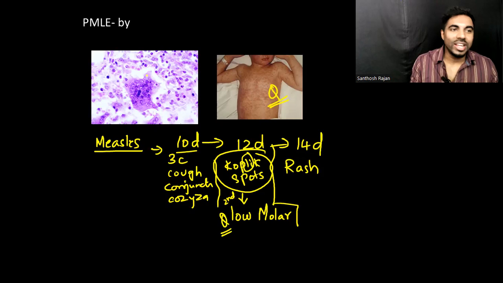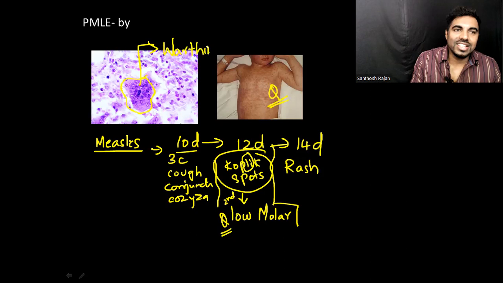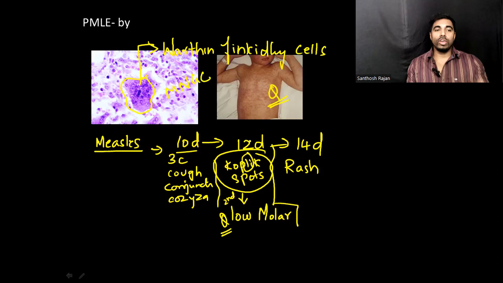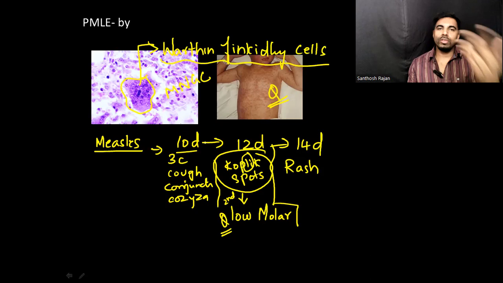Now, one important finding: multinucleate giant cells. What do you call these in measles? This is called Warthin-Finkeldey cells. Warthin-Finkeldey cells. It's a multinucleated giant cell. Okay, don't forget, Koplik spot and Warthin-Finkeldey cells are important points in measles. Everything is important. And for further complications, we talk about SSPE.